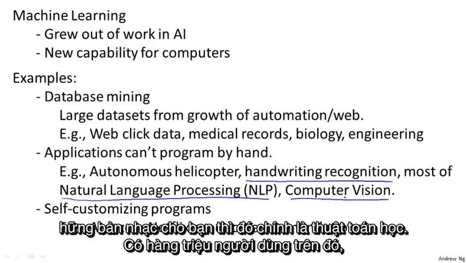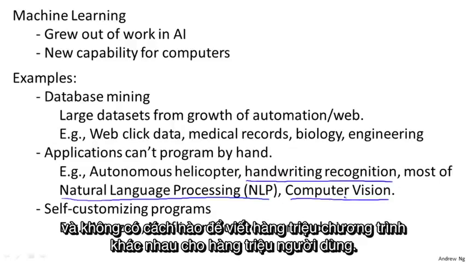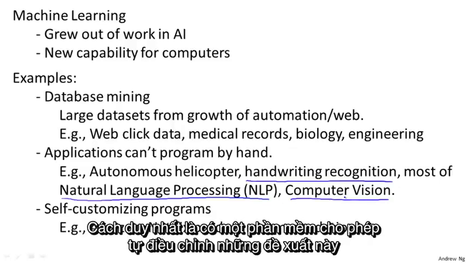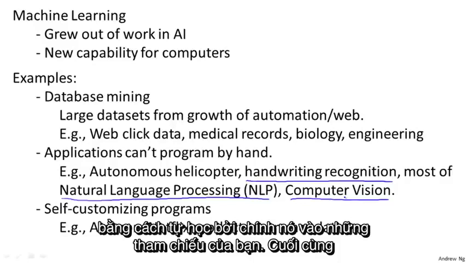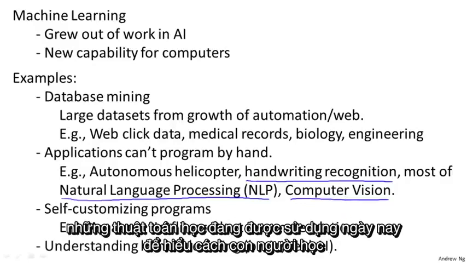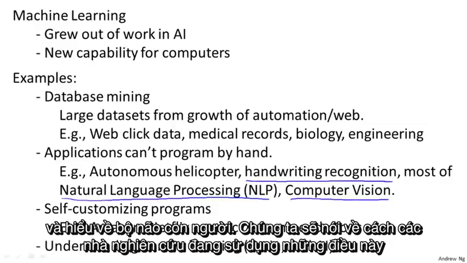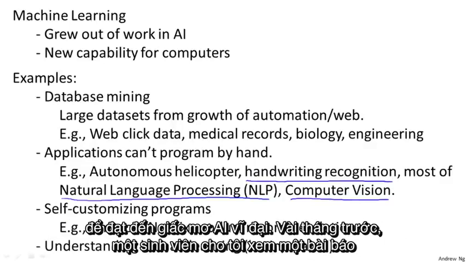If you think about it, if you have 1 million users, there's no way to write 1 million different programs for your 1 million users. The only way to have software give these customized recommendations is if it can learn by itself to customize itself to your preferences. Finally, learning algorithms are being used today to understand human learning and to understand the brain. We'll talk about how researchers are using this to make progress towards the big AI dream.